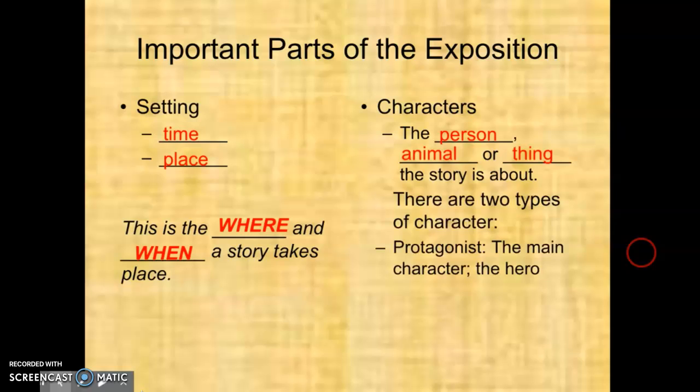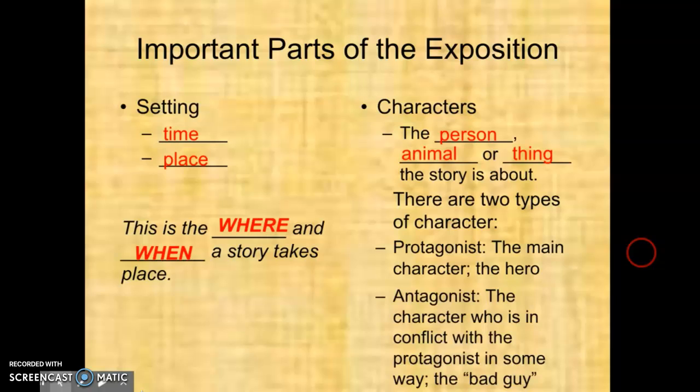And there are two different types of characters. There's a protagonist, who is the main character, and they're typically a hero. Then we have the antagonist. This is the character who's in conflict with the protagonist in some way. This is the bad guy in the story.